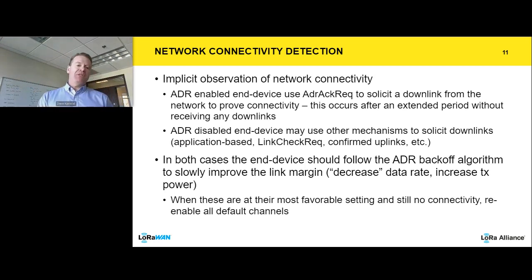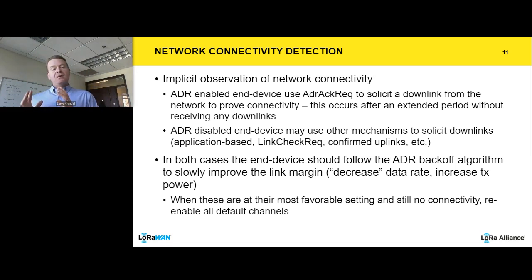A few more slides on my section here, really just to talk about network connectivity and what to do with this. One of the challenges with devices that are sending a relatively small number of messages and receiving a small number of messages is how to detect when you are out of range of the network and what to do with that. The most effective way is to use the ADR capabilities, and Olivier will go into more detail there. But part of that is this capability to use the ADR ACK request to solicit a downlink from the network to prove that connectivity still exists. And if you don't get that ADR acknowledgement, then the device backs out of its ADR configuration to a configuration that has a better link margin, ultimately re-enabling all channels and going back to the default state that it existed in when it tried to join the network from a data rate and a channel perspective.